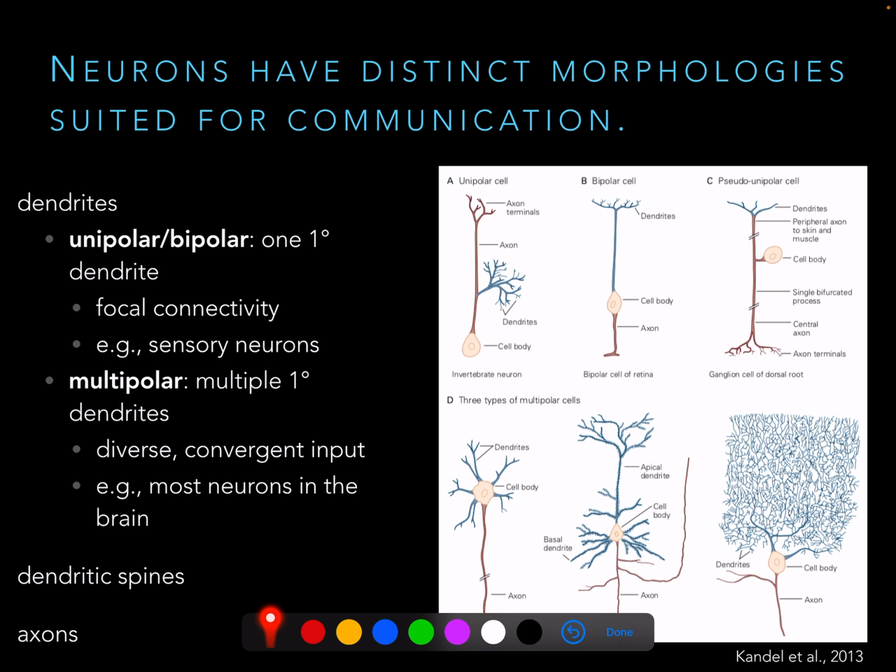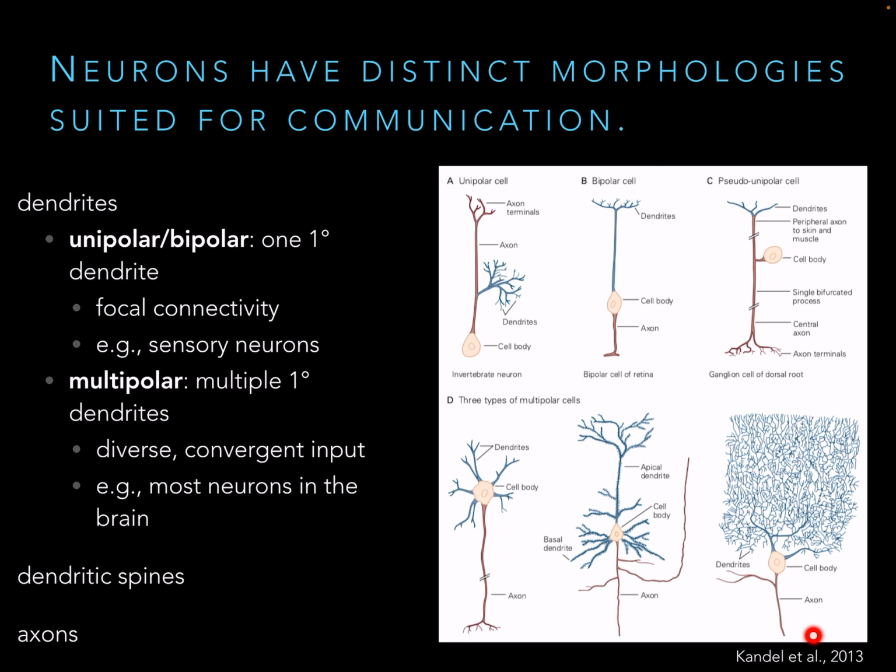Most of the neurons in the central nervous system are multipolar. That is, they have more than one primary dendrite. And the primary dendrite is just the dendrite that comes off the cell body. Notice we've got one here, none over here. And for the multipolar neuron, we have 1, 2, 3, 4, 5 on this one. 1, 2, I don't feel like counting it, but notice it's more than one down here on these bottom three.